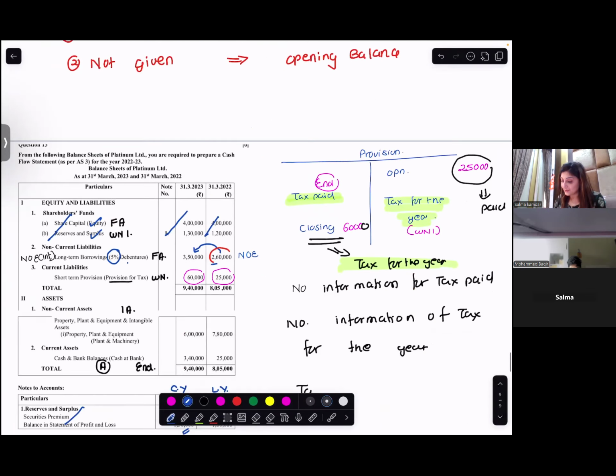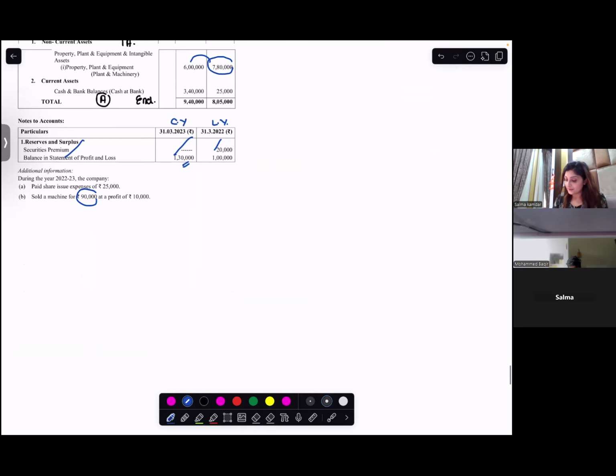Now, if I see over here, I had non-current asset at the beginning of the year 780,000. I have non-current asset at the end of the year 60,000. And they have said that I have sold a non-current asset, a machine. So you prepare a non-current asset account. Whenever there is an asset, there are four things that you have to look into. What four things? Buying, selling, depreciation, and profit or loss.